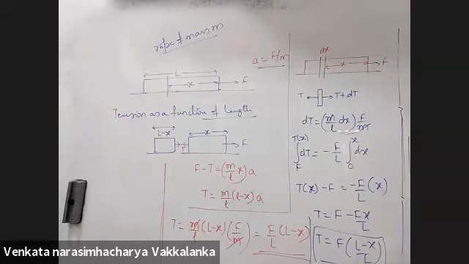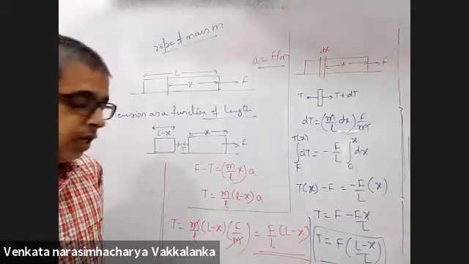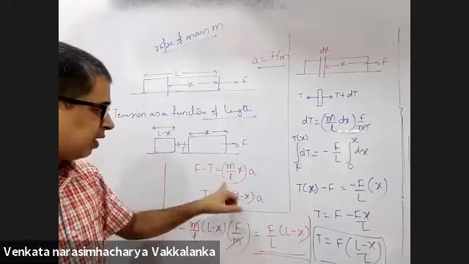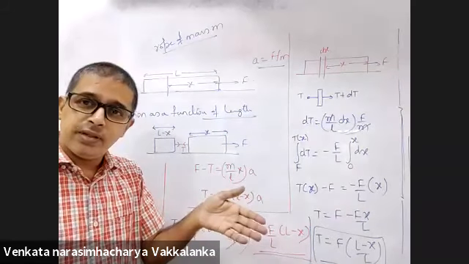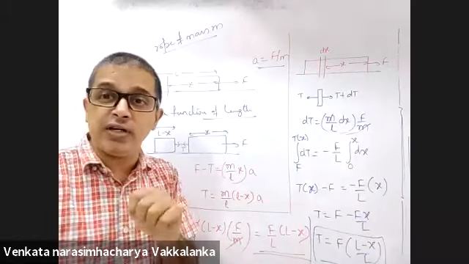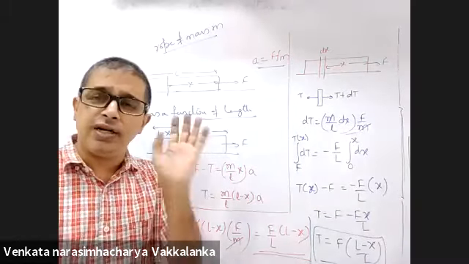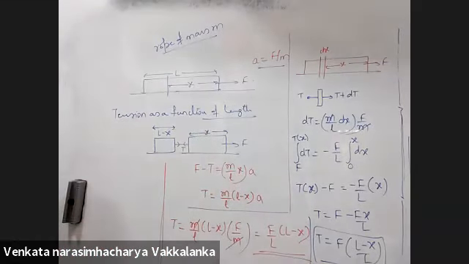Sir, we assume that the mass is uniformly distributed across the rope, right? Naturally. If not, this will not work out. Mass per unit length into length will work only if mass is uniformly distributed. Otherwise, they'll give you the mass as a function of length. That function into x will give me the mass in that particular area.